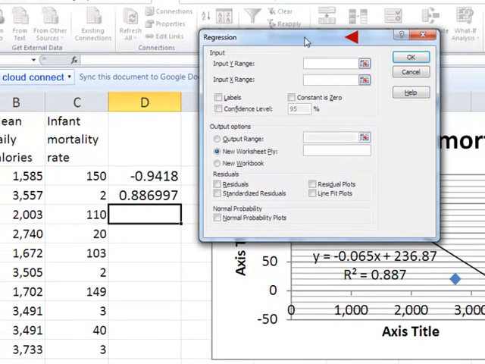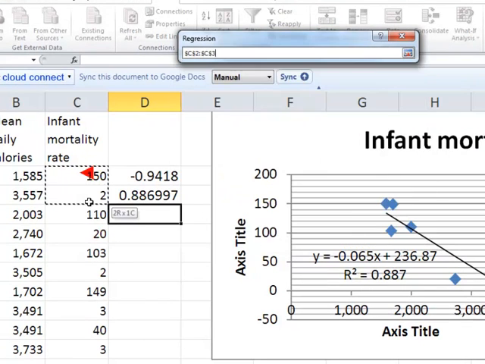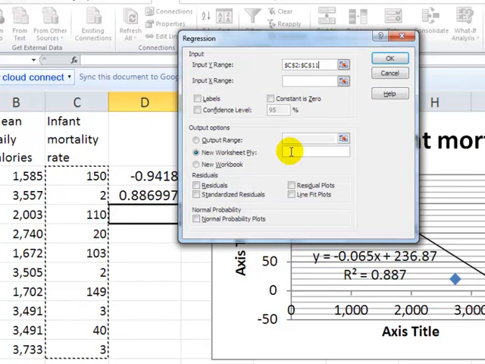And then it asks you, where are your y's? Well, my y's are my mortality rate. Where are my x's? That is my daily calories. There are no labels. I'm not making the constant zero. I'm not having a confidence interval. None of that. I don't need residuals calculated, I don't need standardized residuals calculated, I don't need a residual plot, I don't need a line. So any of that stuff is all taken care of. This will put my answer in a new worksheet. Fine. I click OK.